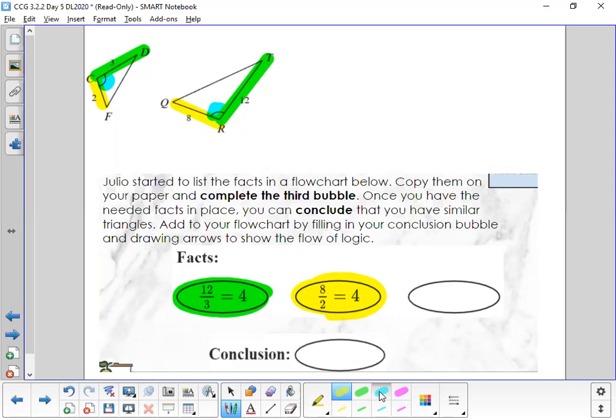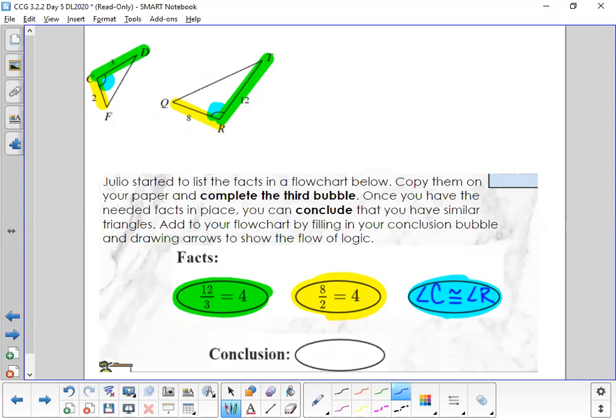So the one thing that's missing from what I had marked in my diagram is that my angle measures are congruent. That's the one thing that I had marked in my diagram that I don't have a fact bubble for yet. So I'm going to write a fact bubble for it. And the way I would write that is I would say angle C is congruent to angle R.